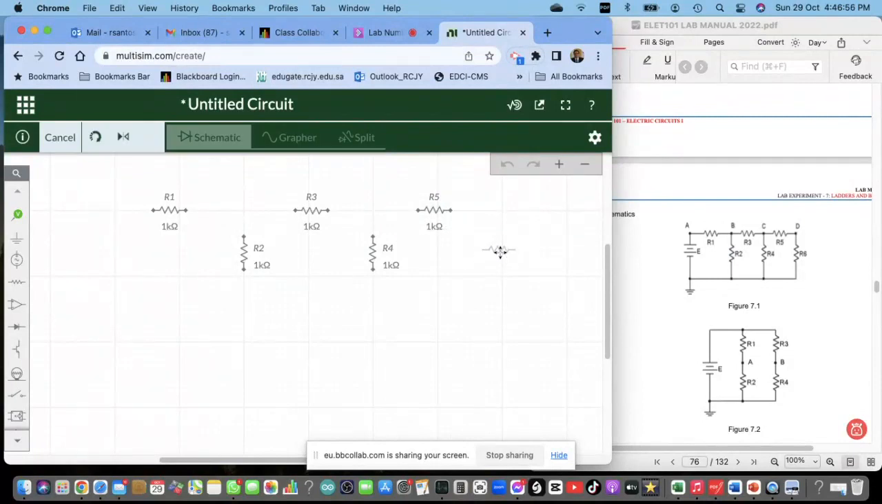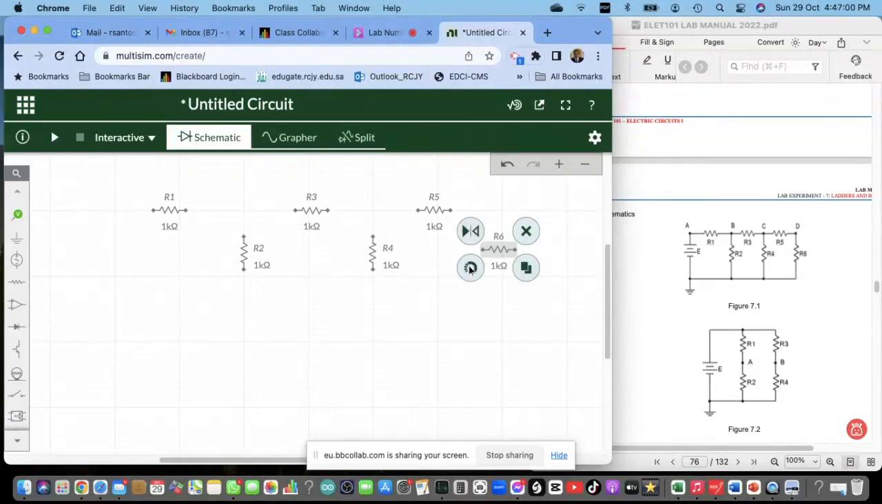Okay, here can be R6, this part. Okay, rotate again. So we have now all the 6 resistors. All right. Then we also need the source, which is the battery source.